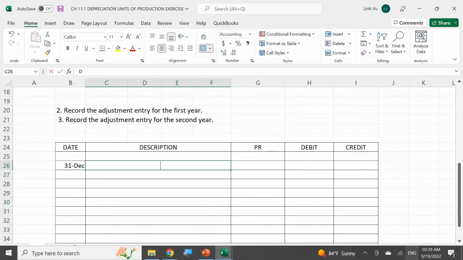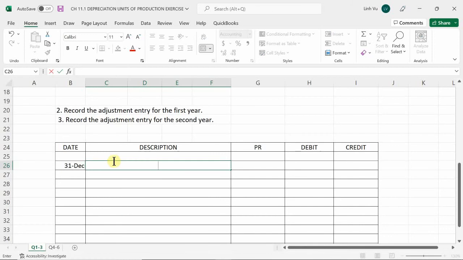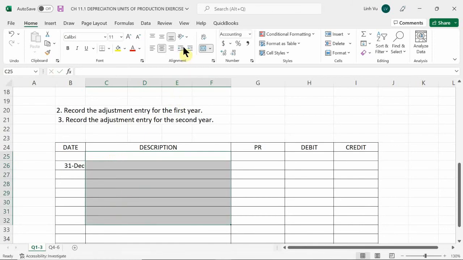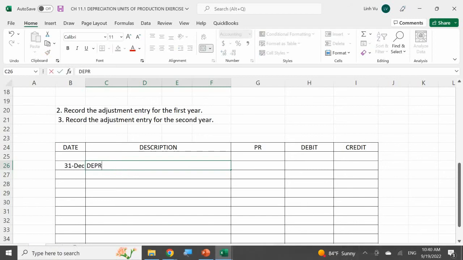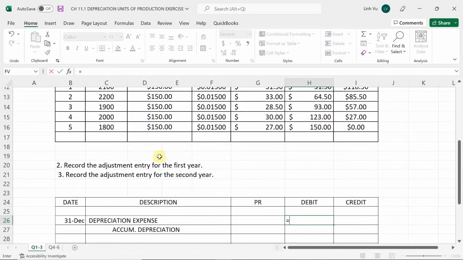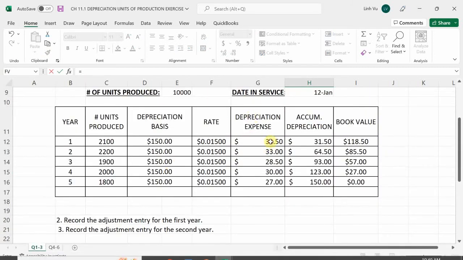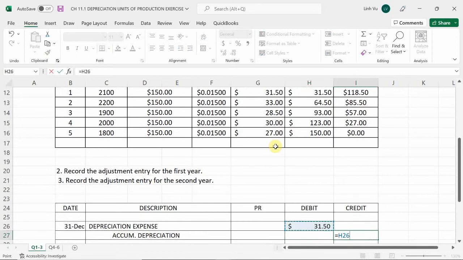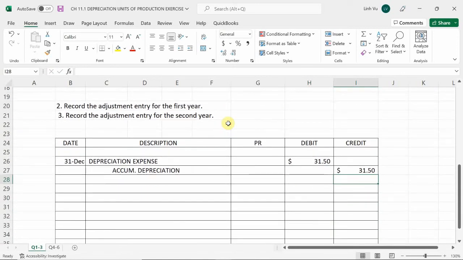And then your accumulated depreciation is going to be a credit for $31.50. Good. Excellent. Okay. How do I journalize my transaction to make my adjustment for the second year?